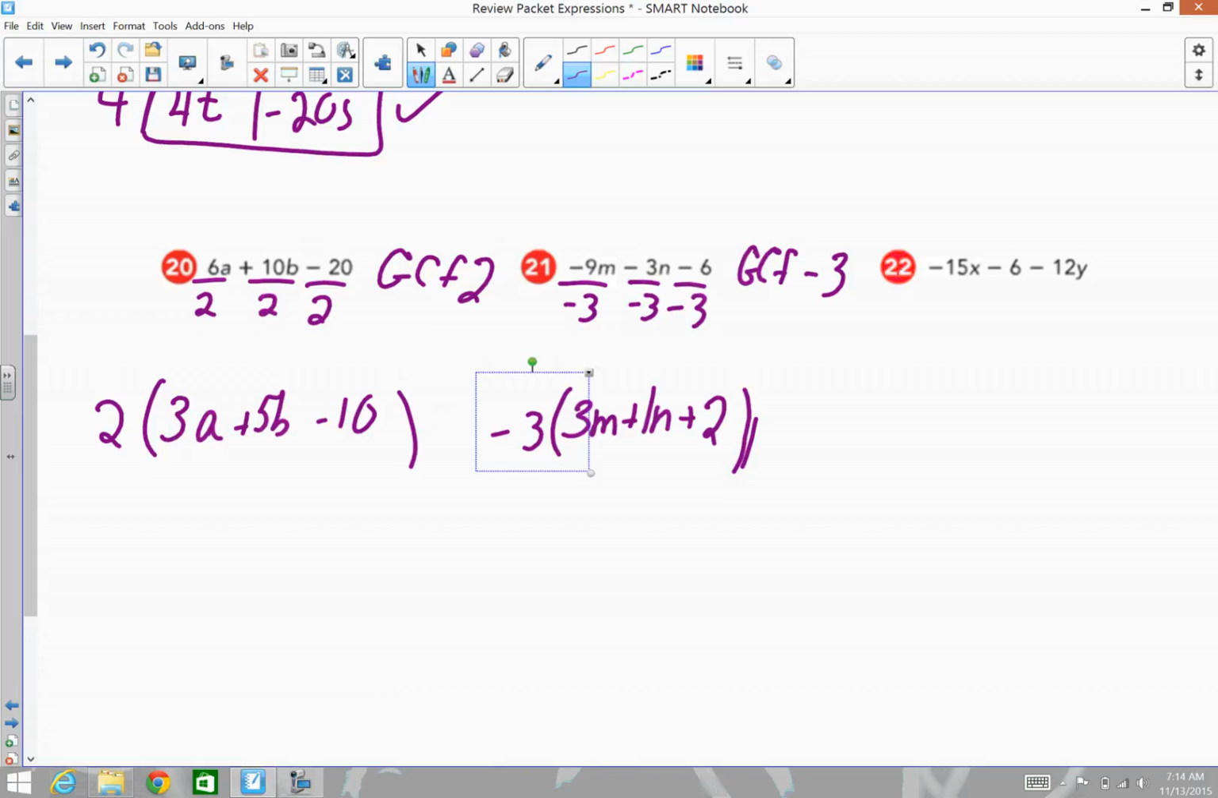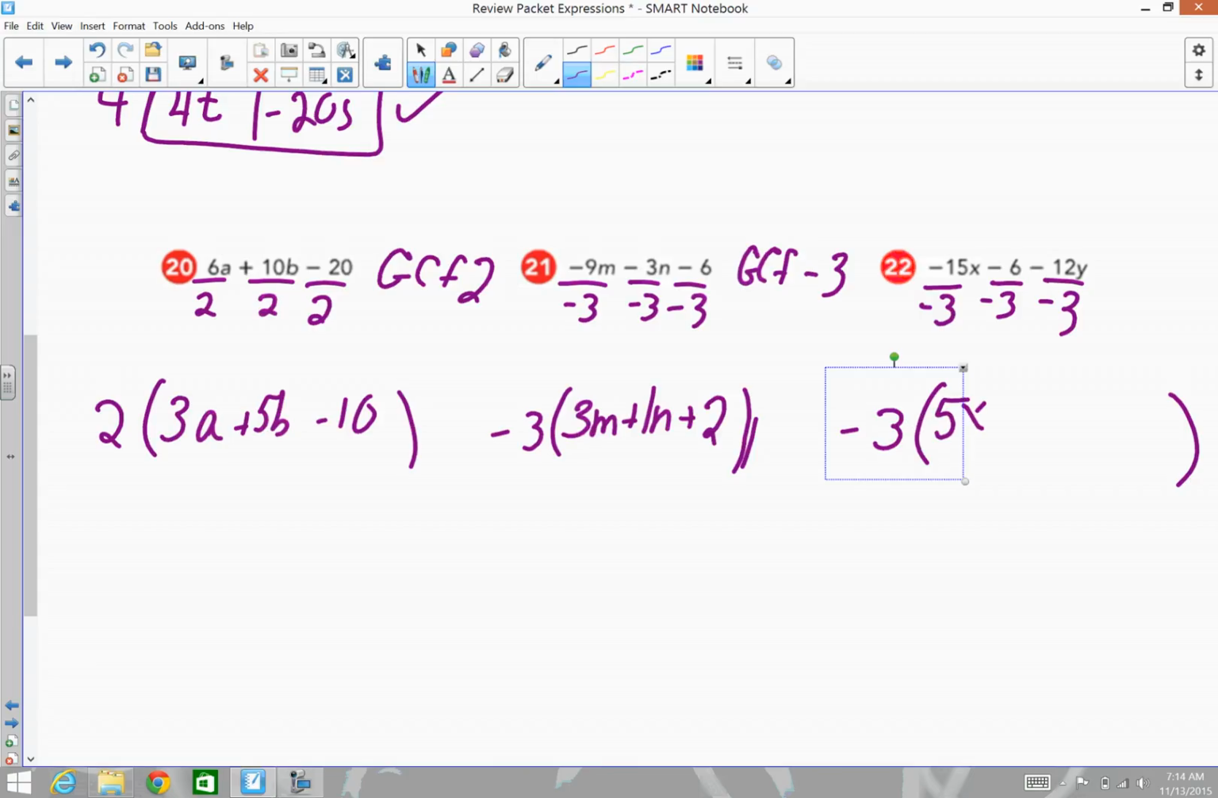For number 22, our GCF is also negative 3, so divide by negative 3. Okay, negative 15 divided by negative 3 is 5, keep the x. Negative 6 divided by negative 3 is positive 2. And negative 12 divided by negative 3 is positive 4, keep the y. Check and correct your packet, and we'll do the next topic.